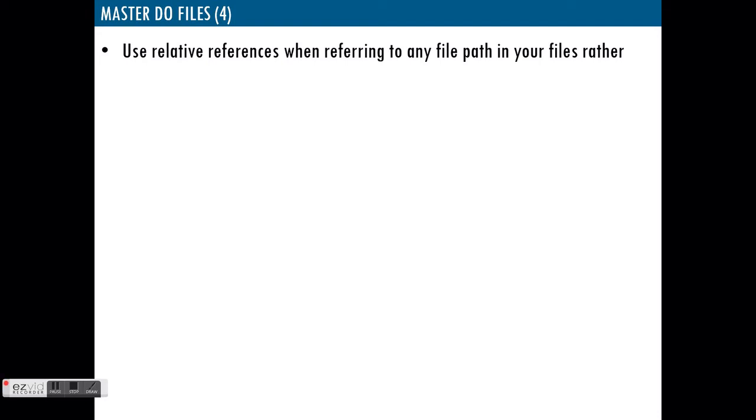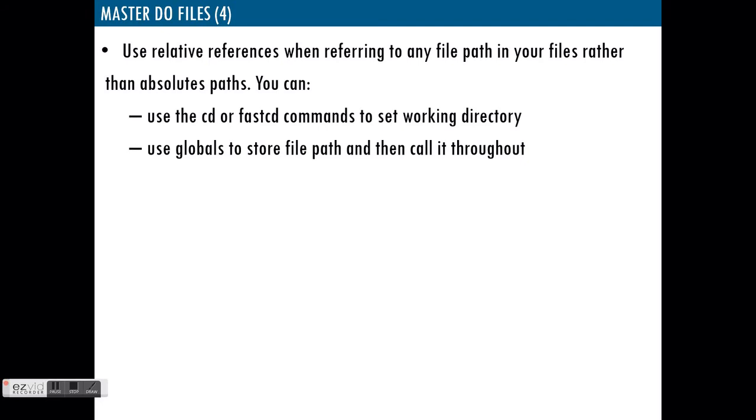So staying in the master do file, we have what we call relative references rather than absolute references. When talking about absolute references, it's about the path, right? Every time you open your do file, you have to set up a path, or you have to know in which working directory or path you're working, and then you use the command pwd, print working directory, to be able to know which path you're working on. But if you want to set up a working directory, you can use the command cd or fastcd, cd for change directory, fastcd for fast change directory, and that's very important.